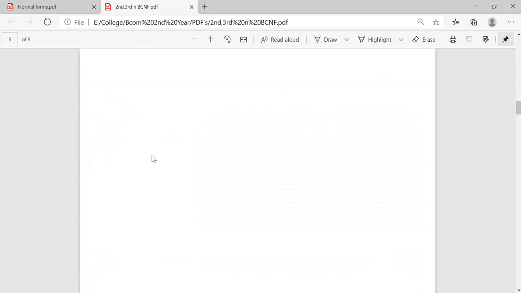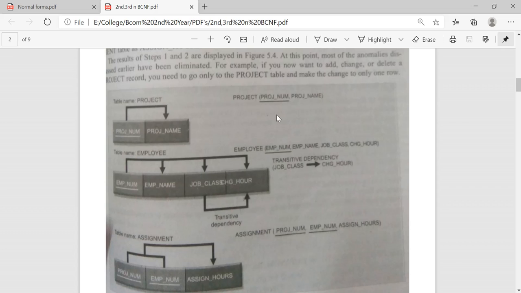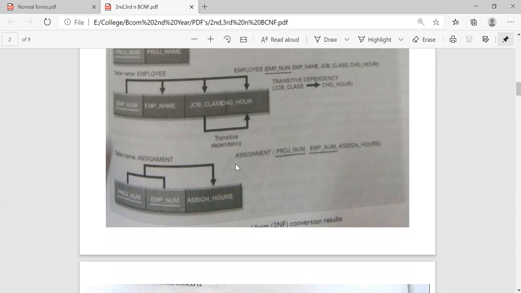In the next class, I will explain about third normal form. So this diagram is also very much important for the answer, right?